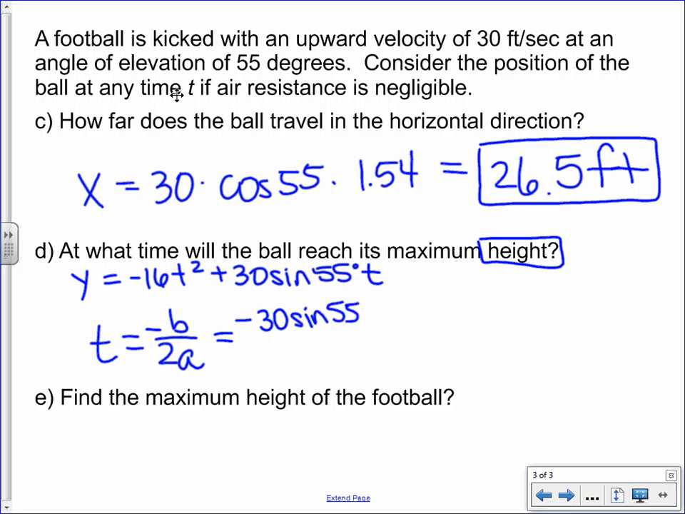The coefficient of t is your b over 2 times Teachers, please excuse this interruption.